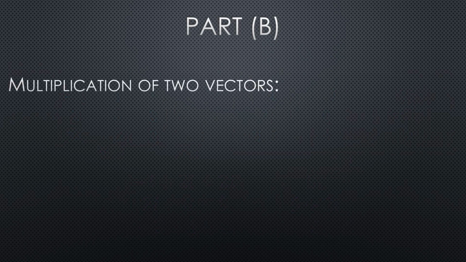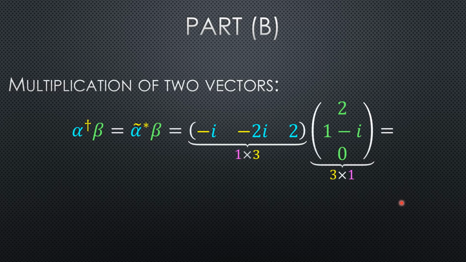Moving on to part B, this time we have the multiplication of two vectors. In this case, we're tasked with alpha dagger beta, which, remember, the dagger was the Hermitian conjugate, which told us to take the transpose and then take the conjugate of the transpose, and then multiply by beta. Of course, all of these multiplications are the form of a so-called dot product instead of a cross product, but we'll get the cross product in the last part where we see the so-called outer product.